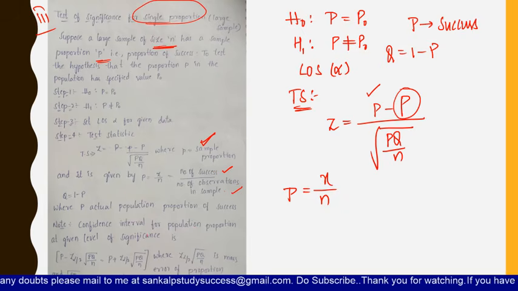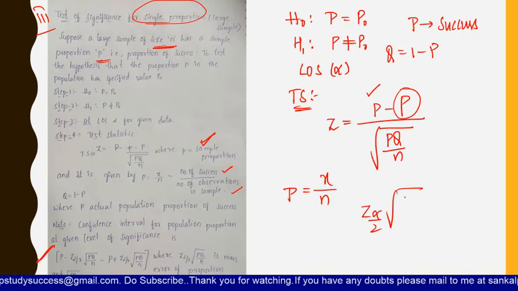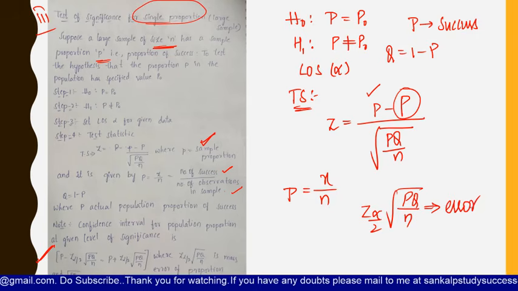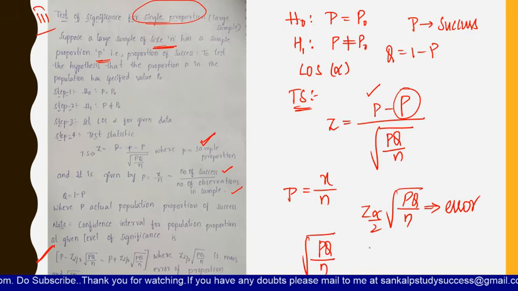What will be the confidence interval? It is p minus Z alpha by 2 into square root of PQ by n, and p plus Z alpha by 2 into square root of PQ by n, where this Z alpha by 2 into square root of PQ by n is nothing but the error of proportion. This is the error value, and if you consider just square root of PQ by n, then this is the standard error.